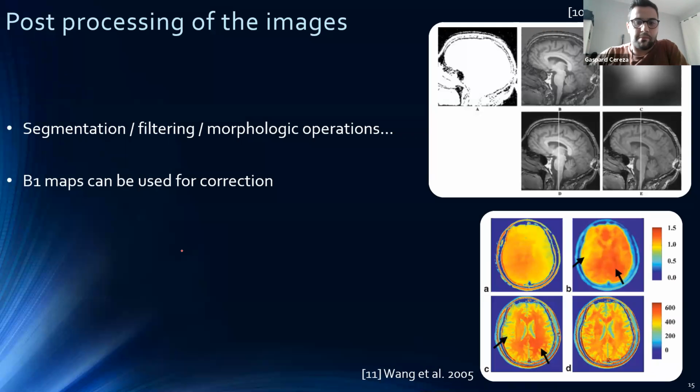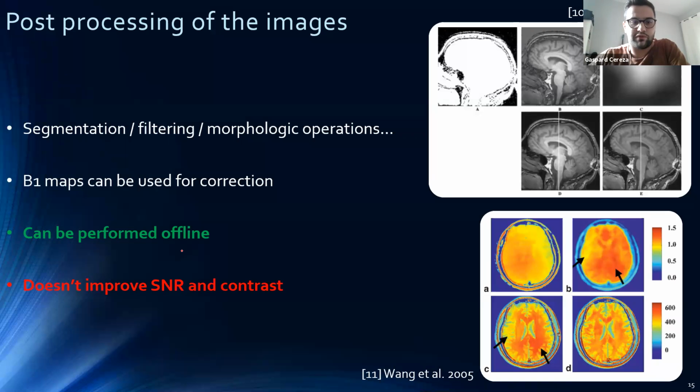And so the advantages of these methods are that they can be performed offline, so we don't care about the time that they take, and we don't have to have the patient in the scanner during these methods. But the problem is that they won't improve the SNR and contrast of the images because they just use the information that was already there, and when we acquired the images, the B1 field wasn't homogeneous. We are just trying to correct it after. So the flip angle and the signal weren't homogeneous.